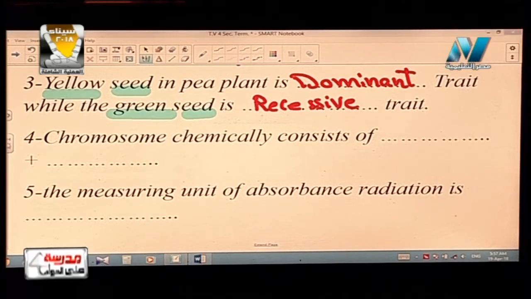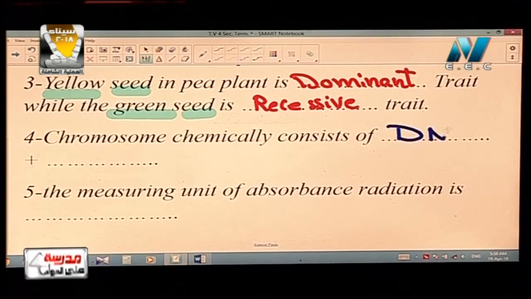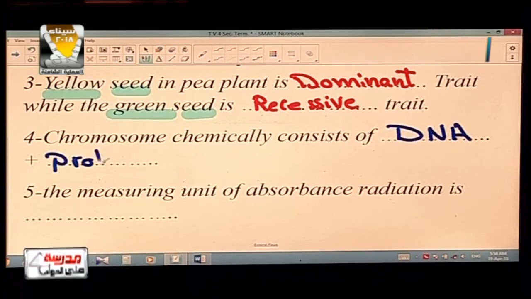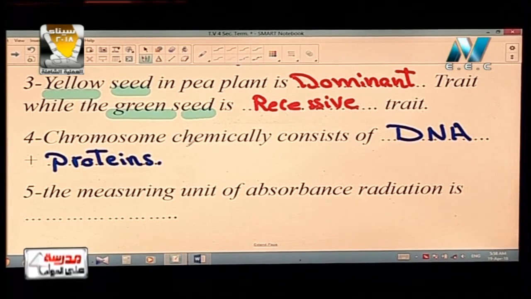Here we talk about, as the first term, what chromosome chemically consists of. As we know, chromosome chemically consists of DNA plus protein. So we should remember the chemical components of DNA and protein together. They will form one chromosome.